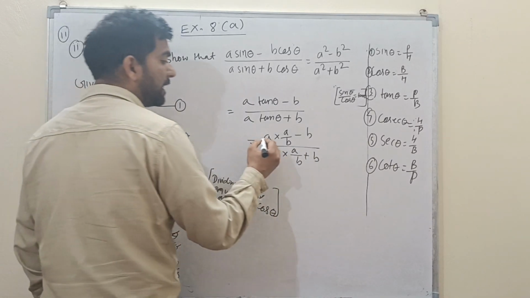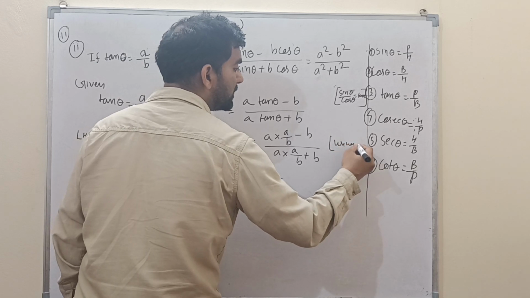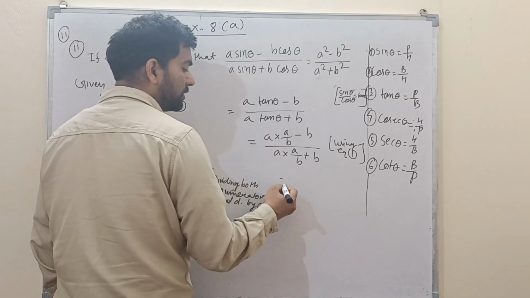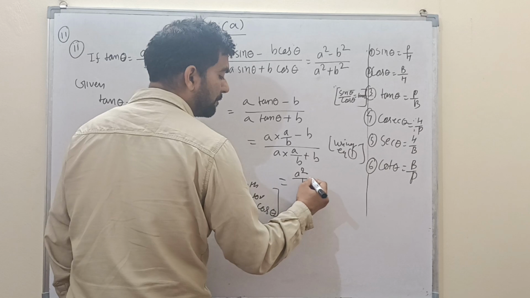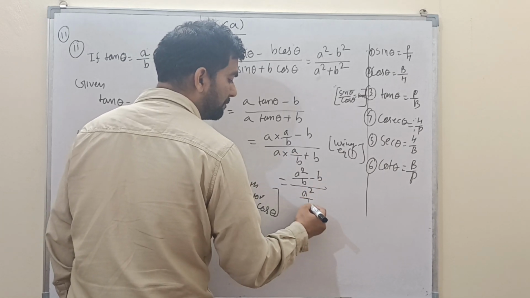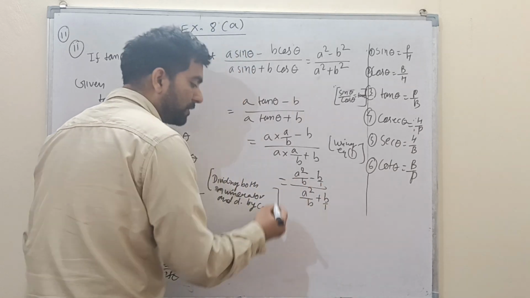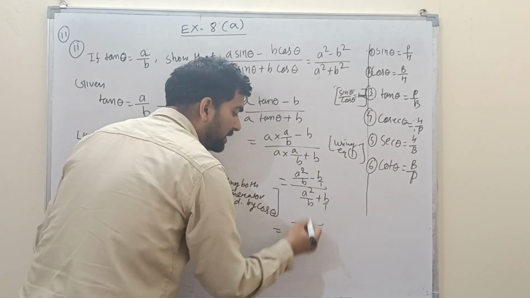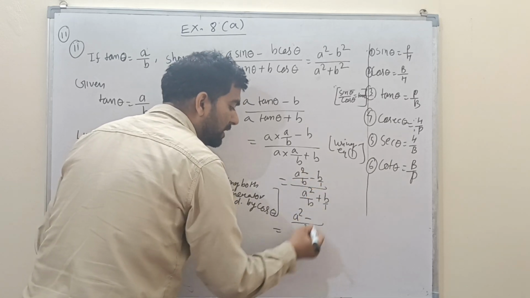Now multiply a into a, or mention here using which equation? Using equation 1. So it will be a into a, a square by b minus b. Then a into a will be a square by b plus b. Nothing here means 1, nothing here means 1. So take the LCM. If you take the LCM of b and 1, it will be b. So b divided by b will be 1. 1 into a square will be a square, minus 1 dividing b will be b.